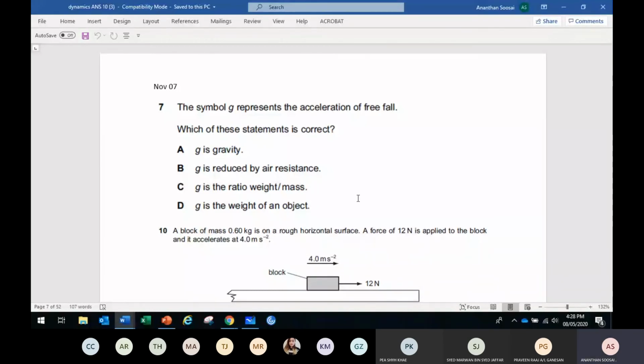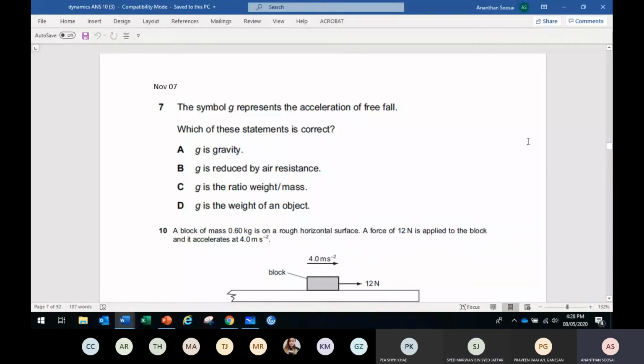g is actually weight divided by mass. The g stands for the acceleration of free fall. So A, g is gravity, is not accepted because gravity is the name of the effect. g is actually the acceleration of free fall. So F equals ma, and weight divided by mass gives you g. So C is the proper answer.